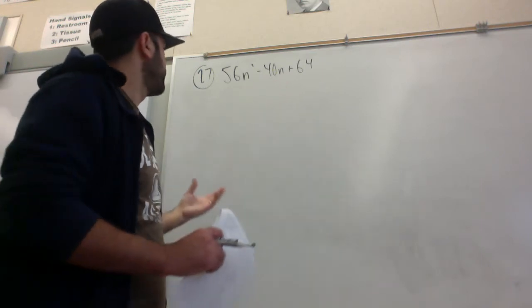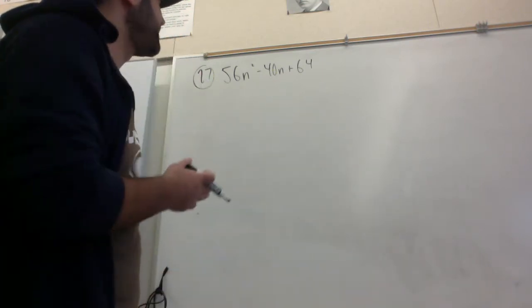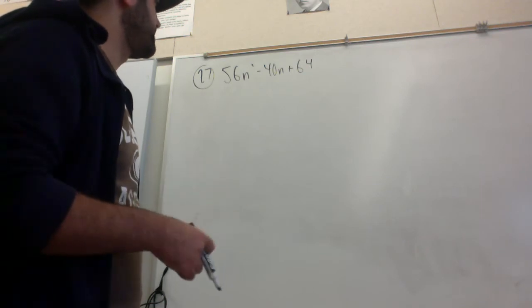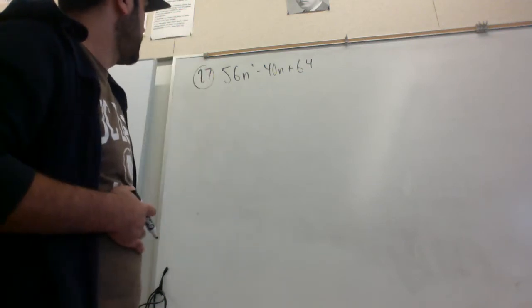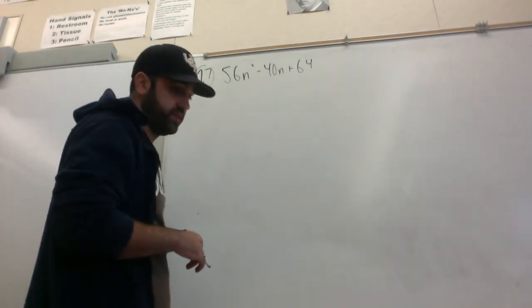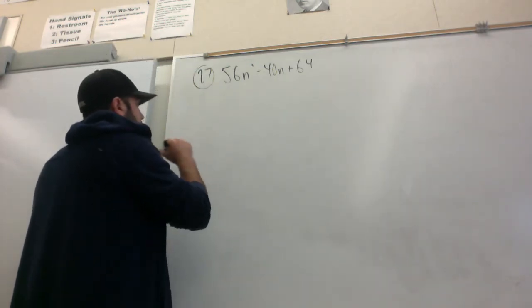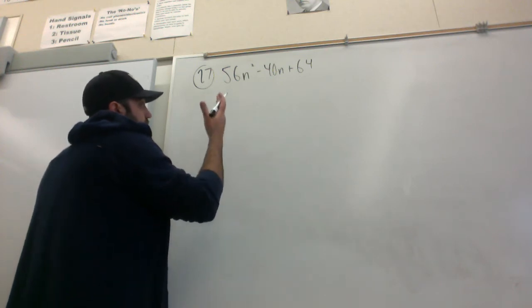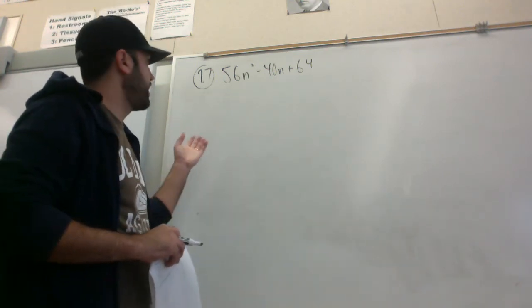So let's think about it. What goes into 56, negative 40, and 64? If you need to, you could list out all the factors of each of these, go through and kind of determine what numbers they would all share in terms of factors.